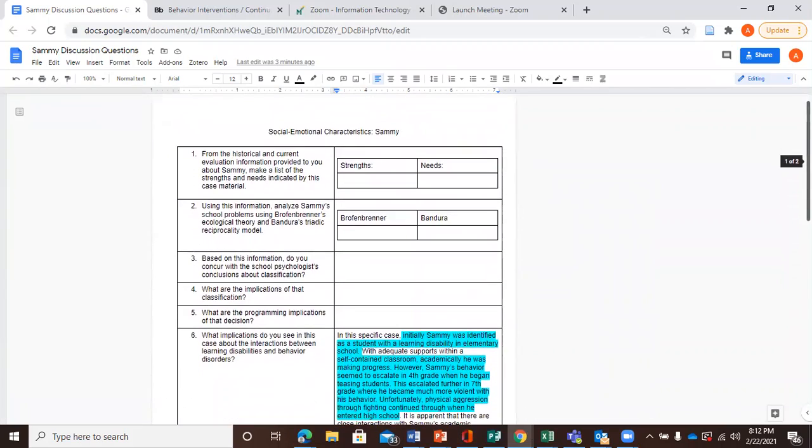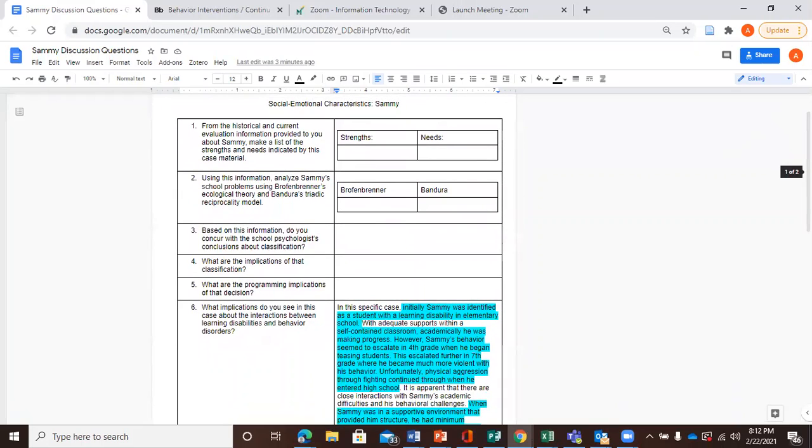And I also wanted you to be able to see that even within a question, there are multiple parts. So for example, for number 1, you are looking at the historical and current evaluation information. You're making a list of strengths and needs indicated by the case material. So I provided another table within the graphic organizer with strengths and needs that you would be able to utilize to organize your thoughts.